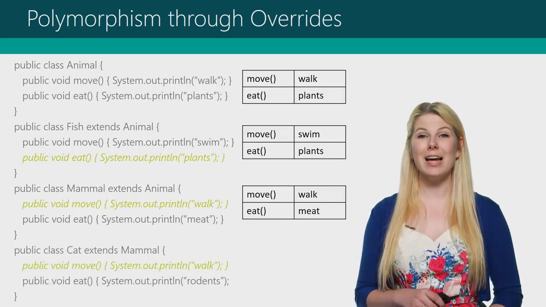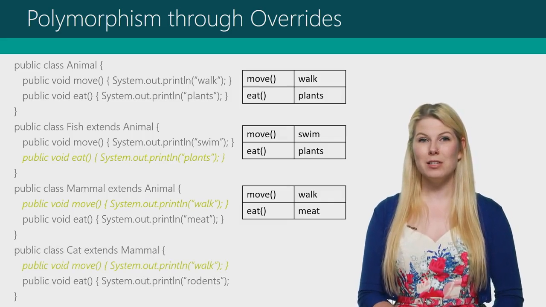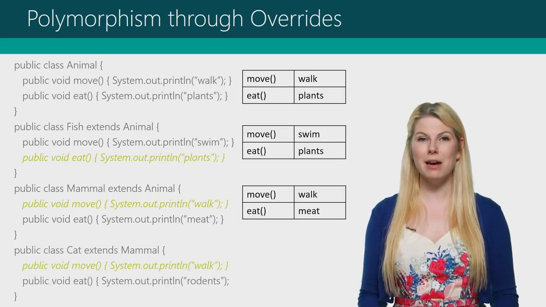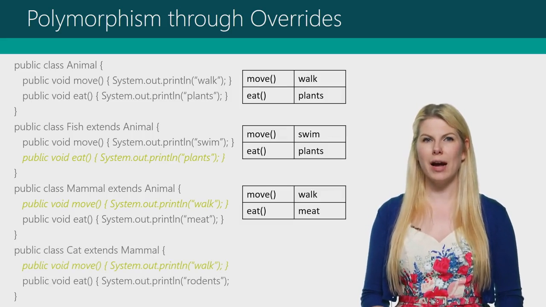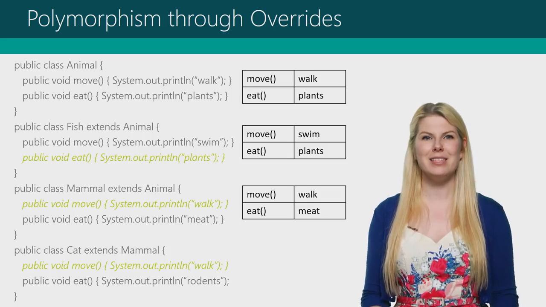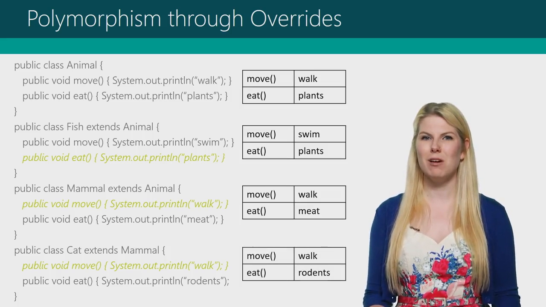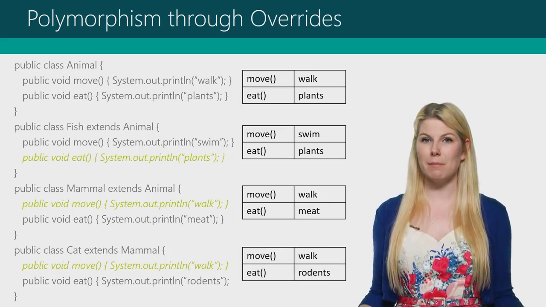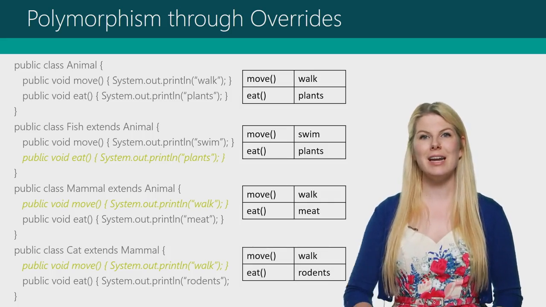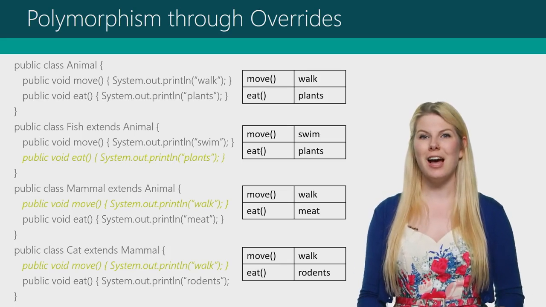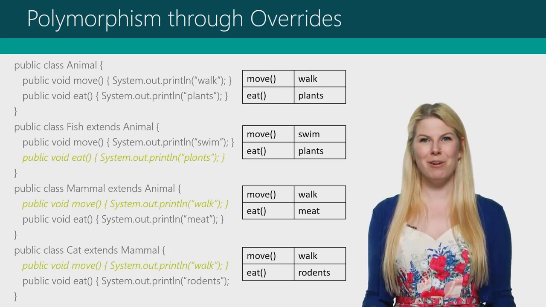We can go as many levels deep as we want. So if I have a cat that extends mammal, I can say override my eat method, but again, continue to inherit my move method. So my cat walks just like my superclass animal, but it has yet an even different implementation of the eat method. Polymorphism.